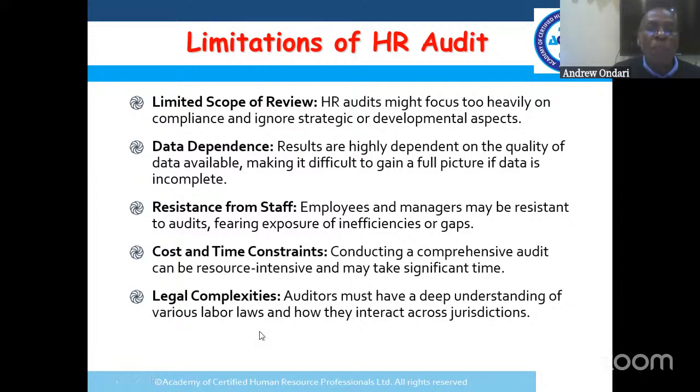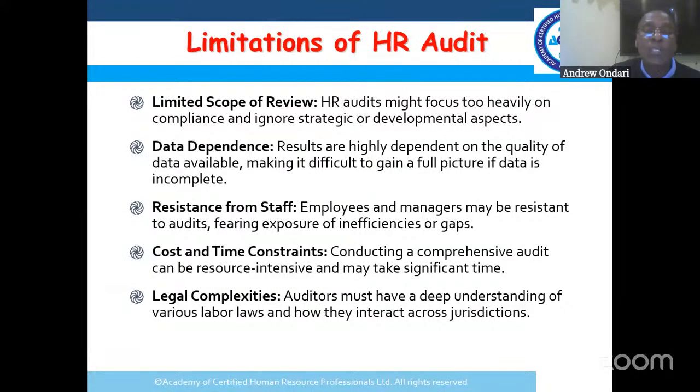Resistance is where people refuse to accept certain changes. For example, when conducting the HR audit, there is a possibility that people might fear that after the audit, they might be affected, that their job roles may change, others may lose their jobs. So this resistance becomes a problem, and employees may not give accurate information when conducting the audit.